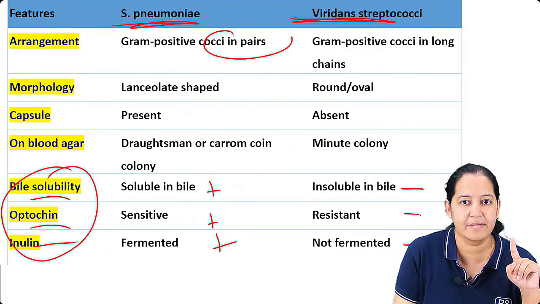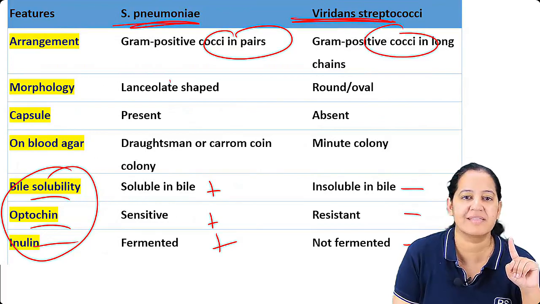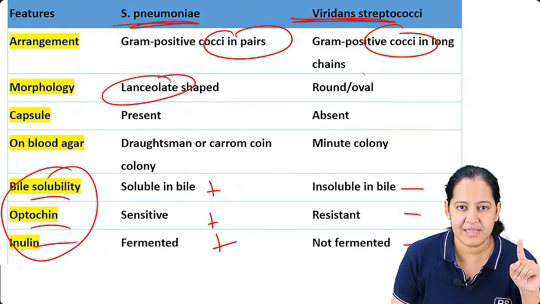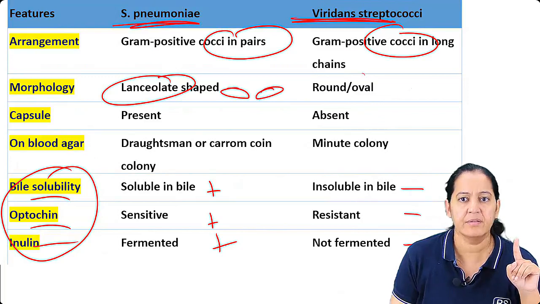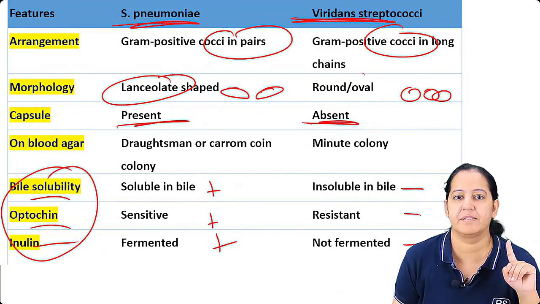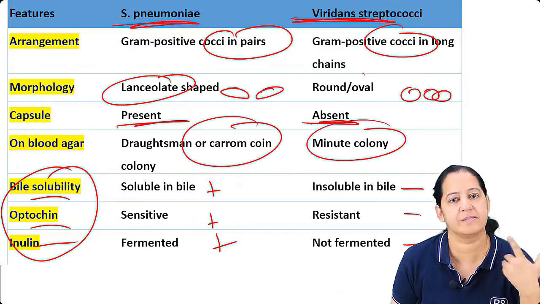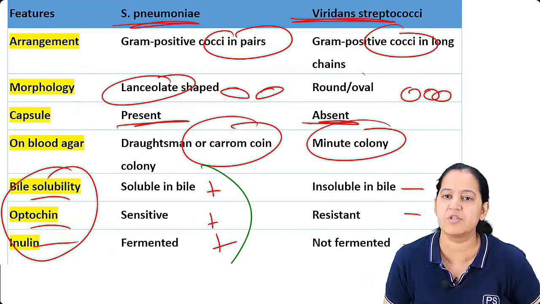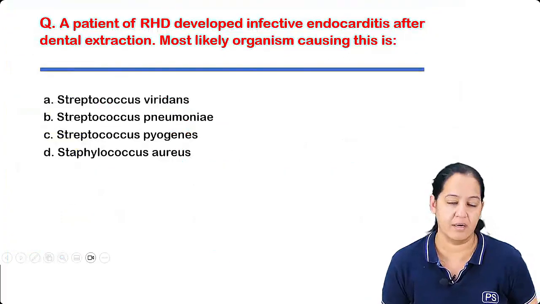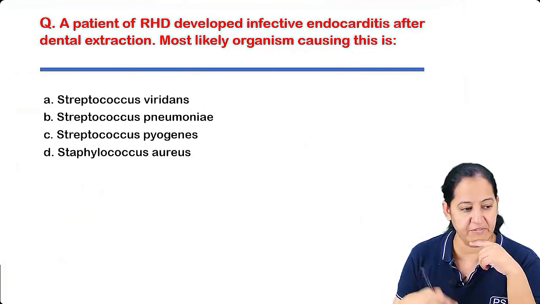This is in pairs. This is in chains. This is lens shaped. This is like this. This is oval only. Here capsule present, here capsule absent. Here optochin present, optochin absent. Besides that, the most important: bile solubility positive, bile solubility negative. Okay? So read the question, tell me the answer. After that, we will come to Enterococcus.